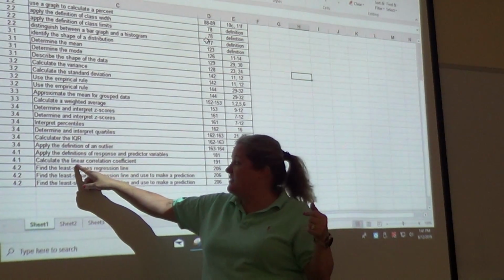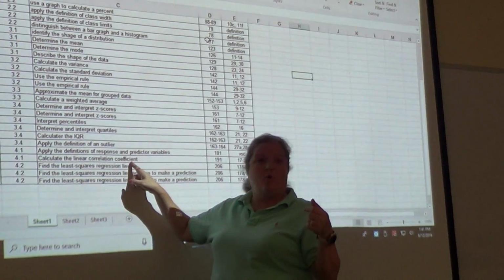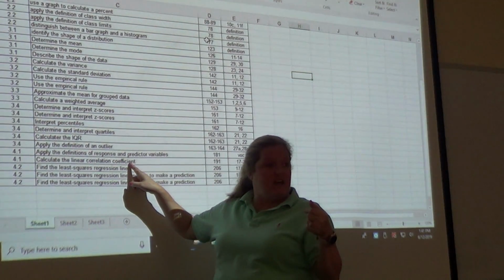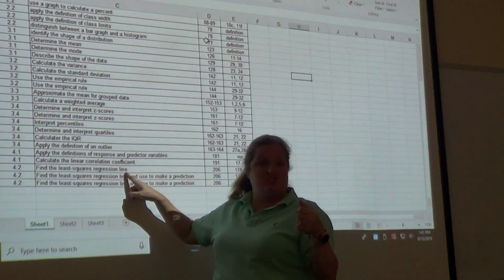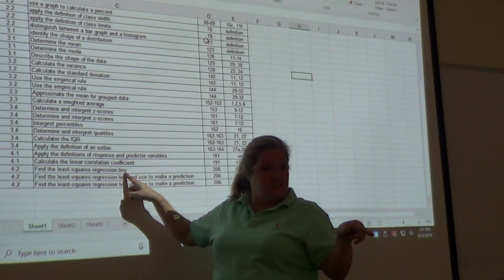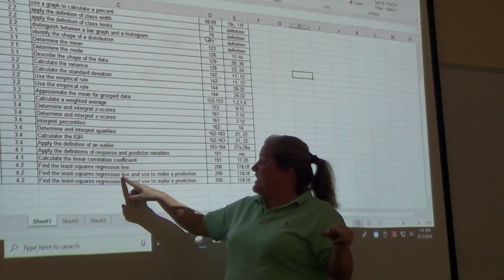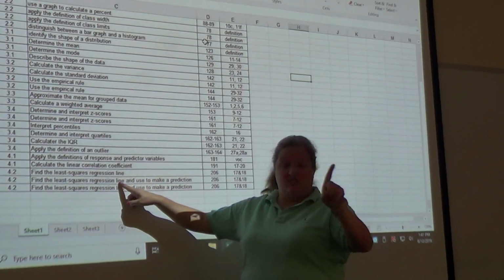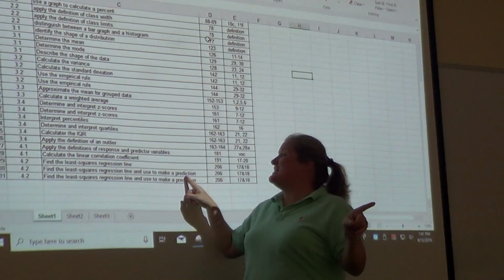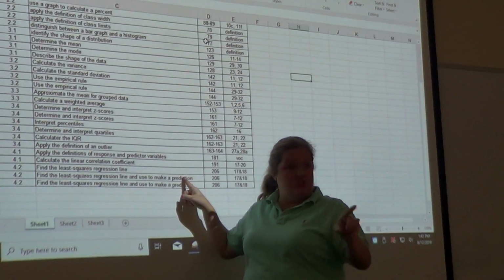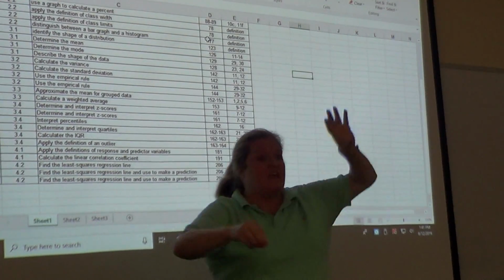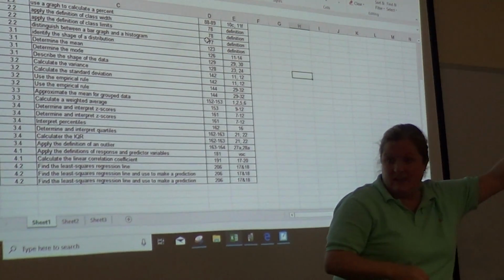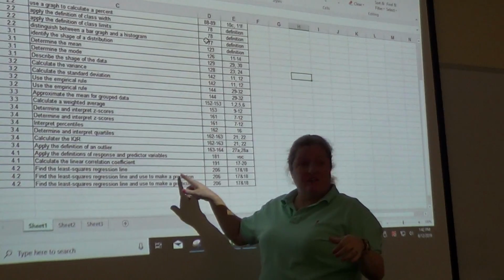Speed determines depth. Calculate the linear correlation coefficient. What am I telling you to find? R, the R value. Find the least squares regression line, which is the y equals ax plus b, and use it to make a prediction. So you've got to do the y equals ax plus b, plug it into y equals, then go to your table and type it in. You've got 2 of those.